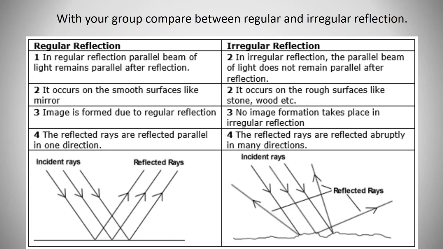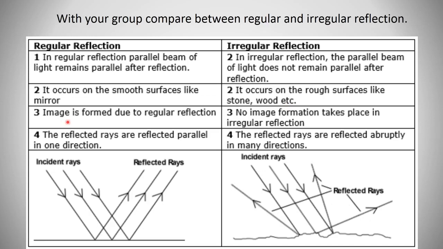Okay, this is an important slide now. Compare between regular and irregular reflection. We have the comparison in this table. In regular reflection, a parallel beam of light remains parallel after reflection. But in irregular, they will not remain parallel after reflection. Regular reflection occurs on smooth surfaces like a mirror. Irregular reflection occurs on rough surfaces like stone, wood, etc.